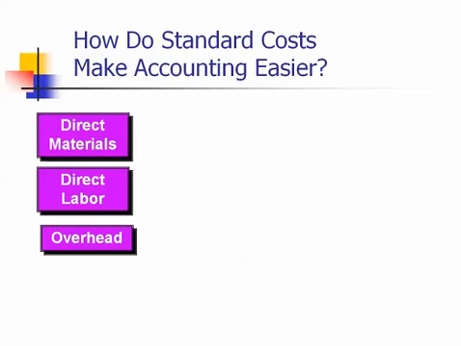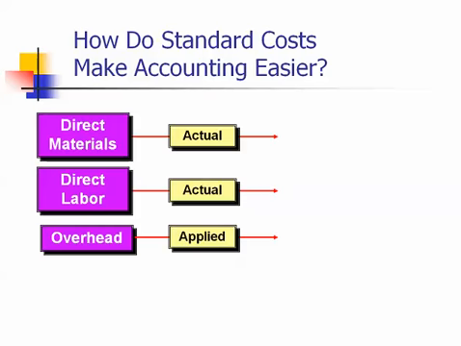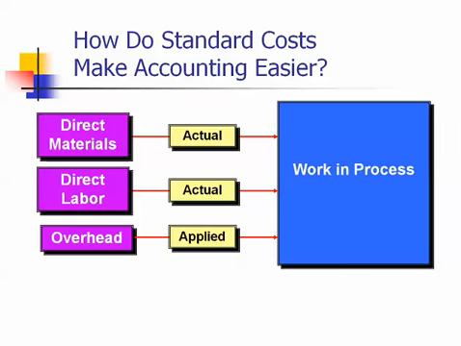How do standard costs make accounting easier? In a traditional accounting system, when actual costs are incurred for direct materials and direct labor, or overhead, they are recorded in work in process. Then, in order to transfer units or cost to another department or finished goods, we needed to calculate the equivalent units of production and prepare a production report to properly allocate those costs between work in process, ending work in process, and the cost of units that were transferred out.